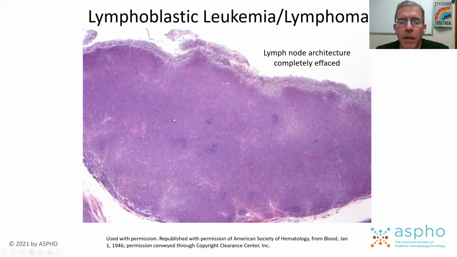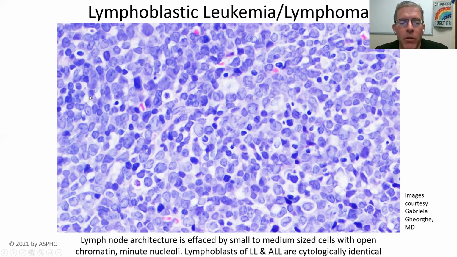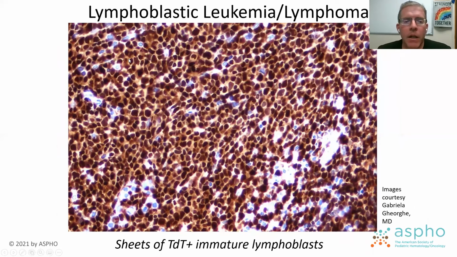Lymphoblastic leukemia lymphoma. You can see here is a lymph node, and the lymph node architecture is completely effaced. Just sheets of small round blue cells, no follicles. Here is up close again. The lymph node architecture is effaced by small to medium-sized cells with open chromatin and minute nucleoli. The lymphoblasts of lymphoblastic leukemia and lymphoblastic lymphoma are cytologically identical. Again, this is an immature lymphoma, so they have sheets and sheets of TdT positive immature lymphoblasts.